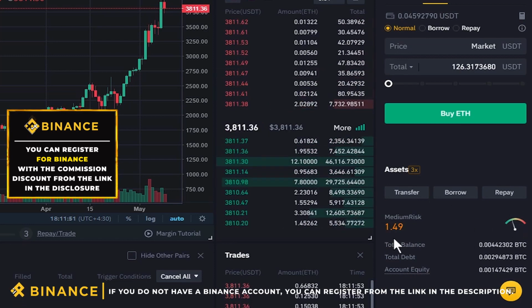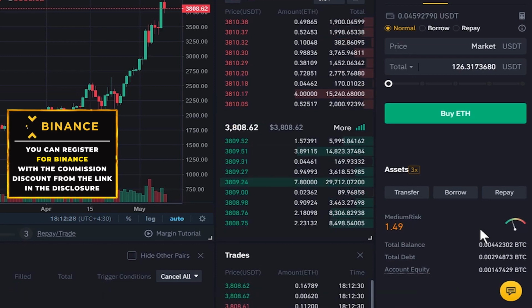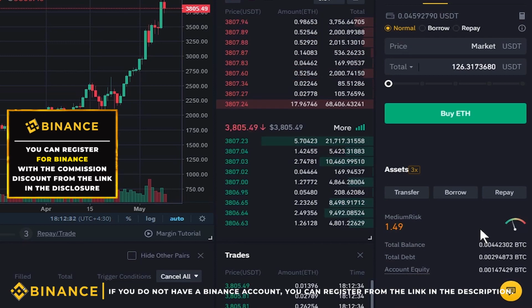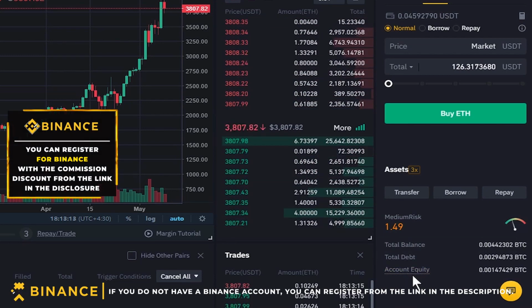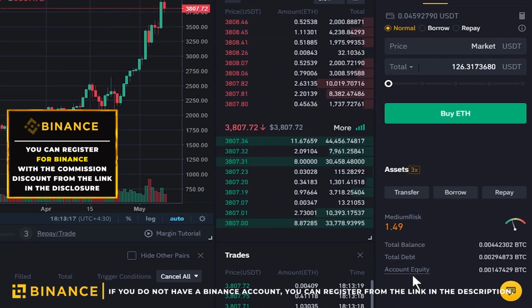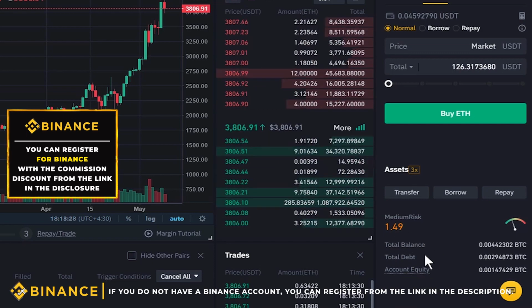And this is margin risk level, which gives us the risk level based on the funds we borrowed and need to repay, the total debt, and our collateral, which is actually the account equity. The formula for margin level is total asset value to total borrowed value plus total accrued interest. Actually, total balance to total debt.